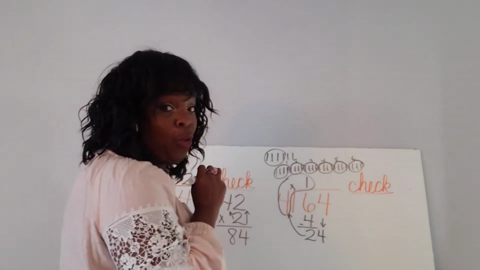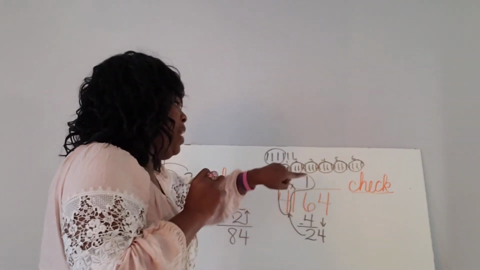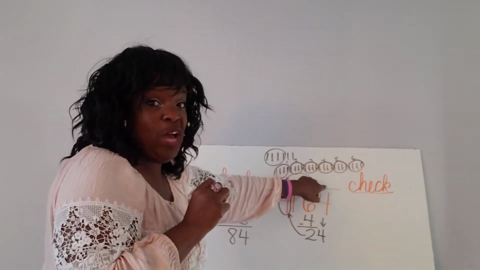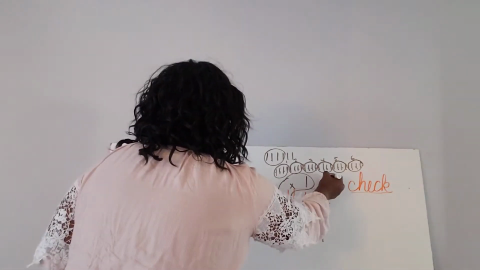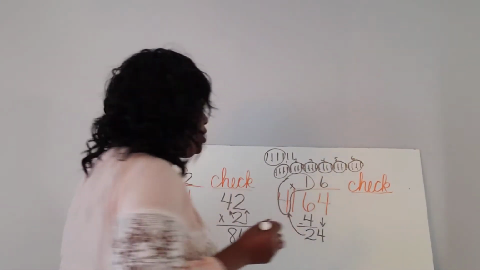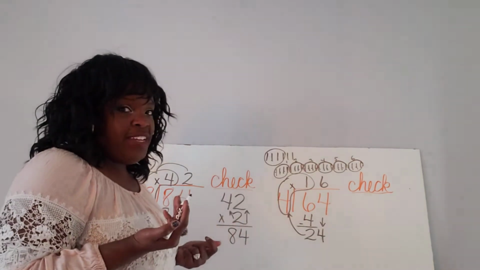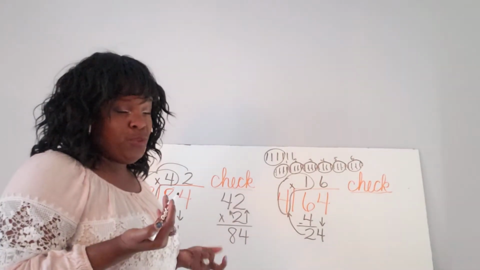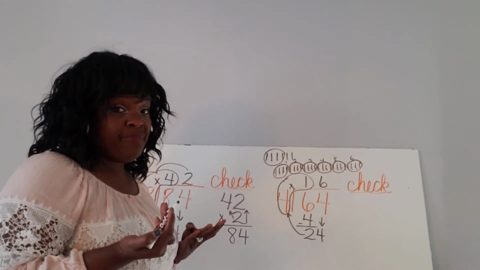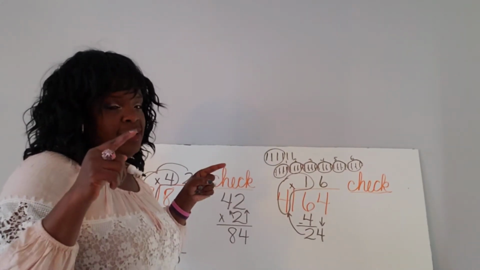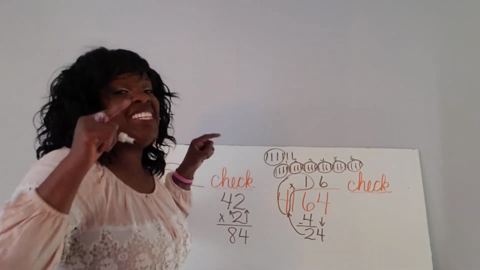Where does my answer always go? The answer, my quotient, always goes on top. Always goes on the top. So put my 6 over my 4. Now that I divided for the second time, what else do I have to do for the second time? Because we're only at the first of my 5 steps of division. Divide, multiply, subtract, compare, bring down.